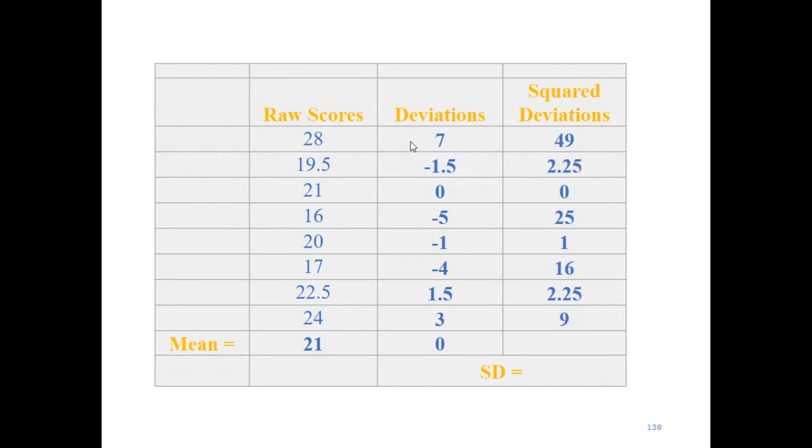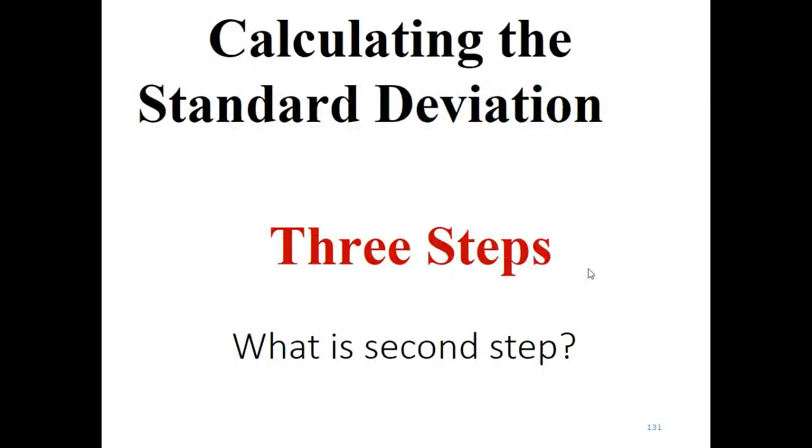And we can see here's one. The deviation is negative 5. The square is 25. If the deviation is negative 1, the square deviation is 1, and so on. Okay. So we've just completed the first step of calculating the standard deviation. Now we're ready for the second step. What is the second step? Once I've squared all those deviations, what's my next step?